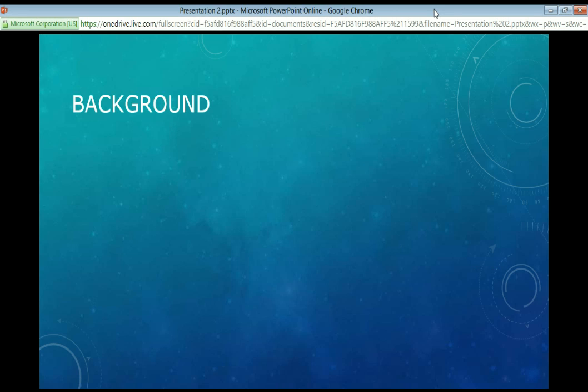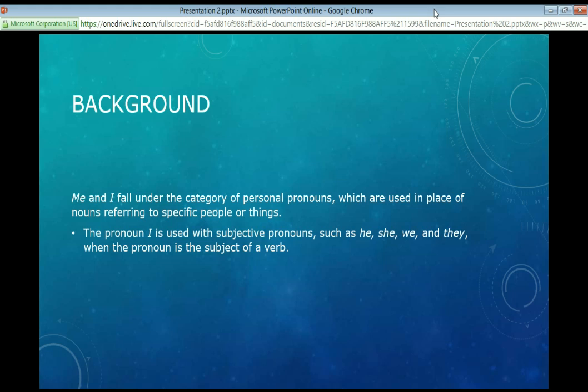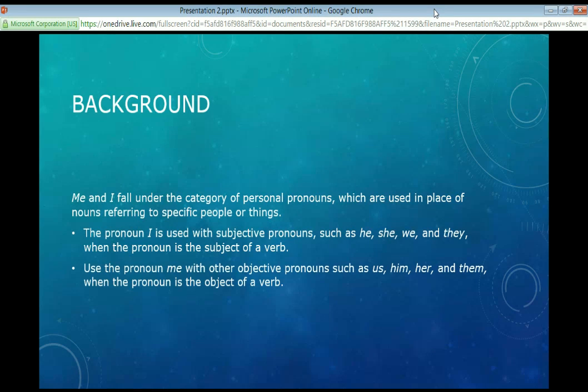So a little background about "me" and "I." They both fall under the category of personal pronouns, which are used in place of nouns referring to specific people or things. What I mean by that is, for example, the pronoun "I" is used with subjective pronouns such as he, she, we, and they, when the pronoun is the subject of a verb. And we use the pronoun "me" with other objective pronouns such as us, him, her, and them, when the pronoun is the object of a verb.